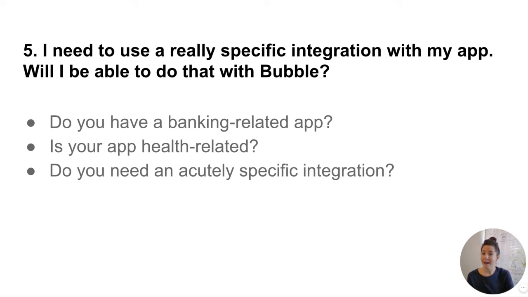First, do you have a banking-related app? Bubble is not PCI compliant, meaning you cannot store sensitive data within your app. So if your app is related to banking in some way, like a student loan tracker, budget tracking, personal finance, investments, etc., then you'd need to come in with a solid plan of action for how that sensitive data will be safely processed and stored.